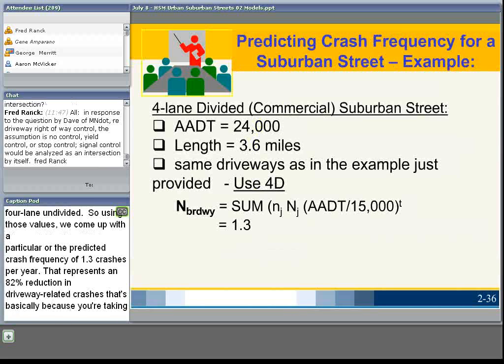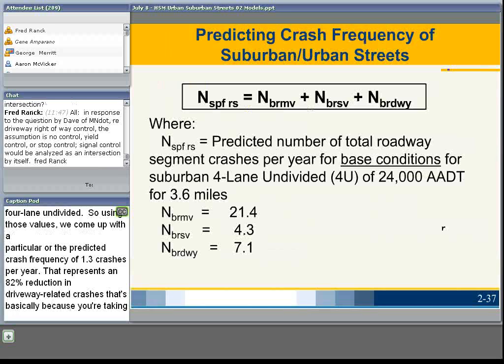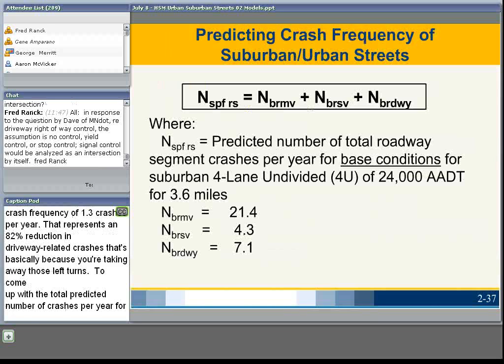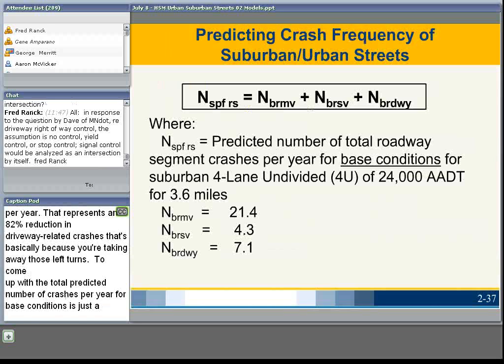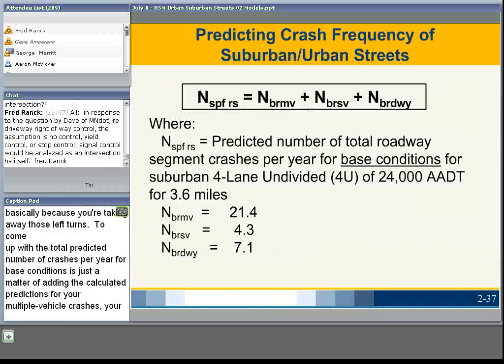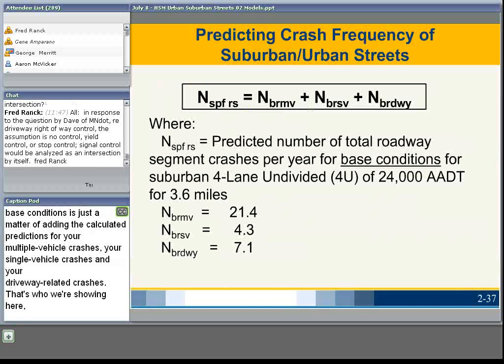Again, following the occurrences that I have taken previously, the 4-lane divided, in most cases, are safer than the 4-lane undivided. So using those values, we come up with the predicted crash frequency of 1.3 crashes per year. That represents an 82% reduction in driveway-related crashes, and it's basically because you're taking away those left turns.